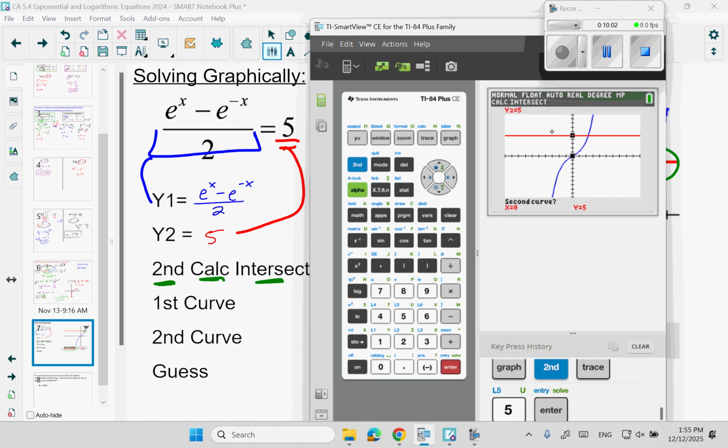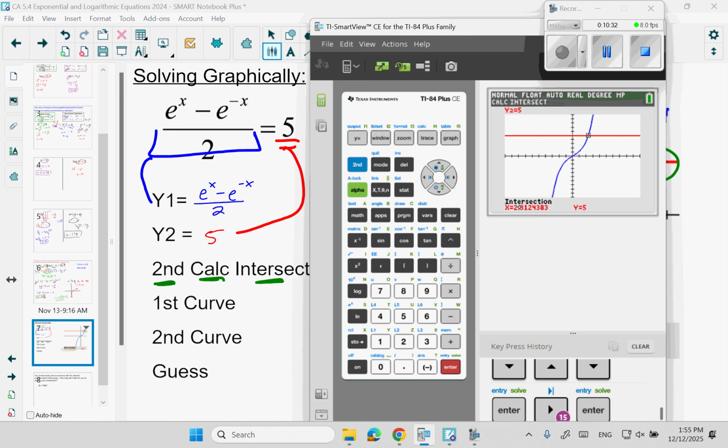It should automatically switch me to the other one. Now it's all red. I could hit enter here. If I had multiple curves, I could alternate with the up and down arrow keys. I just need to make sure that first curve, second curve, I'm picking two different ones I want to compare. And then guess, I want to get as close as I can to whatever intersection I'm trying to find. This only has one intersection, so I don't need that part. But if it had multiple intersections, that would help direct the calculator. And here I get that exact same answer.